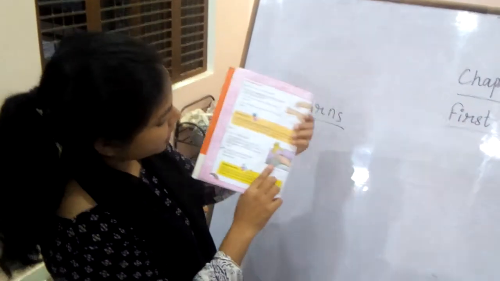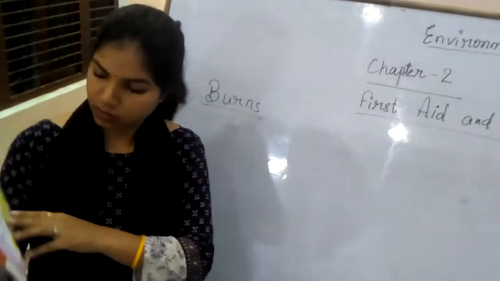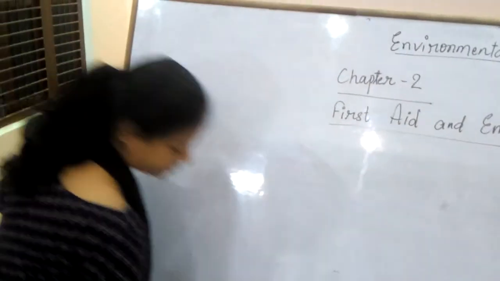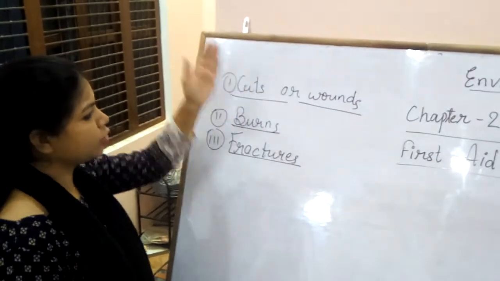The second picture is showing a burn area. Here this person got a burn, and why is this tap showing? It shows that running water should be applied on burns. So the burn area will be relieved, and if the burn is major, take the patient immediately to the doctor. We are done with two emergencies, cuts or wounds, and burns.